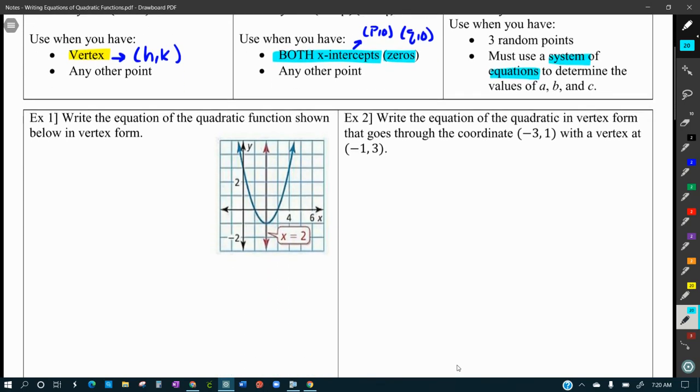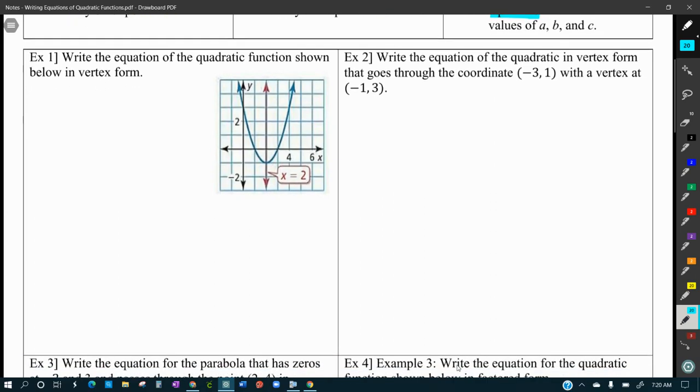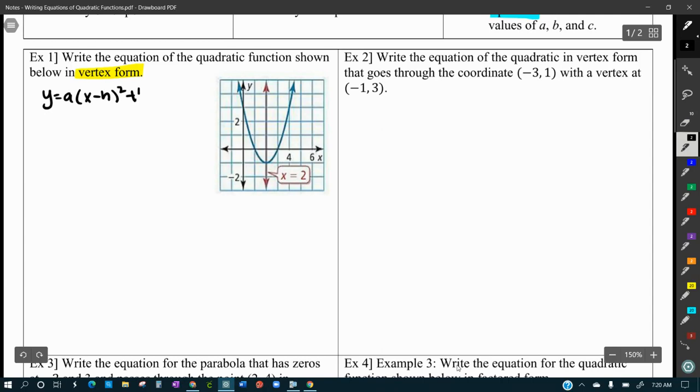So for example 1, it says, write the equation of the quadratic function shown below in vertex form. So we have to pay attention to what form it's asking us for. So we want it in vertex form. I need my quadratic equation in y equals a times x minus h squared plus k. So to figure this out, I need to find a, h, and k.